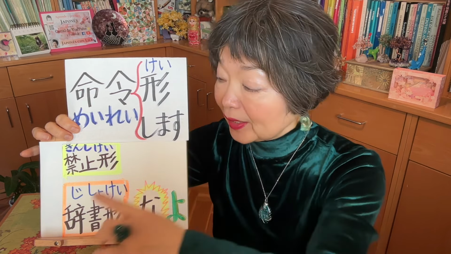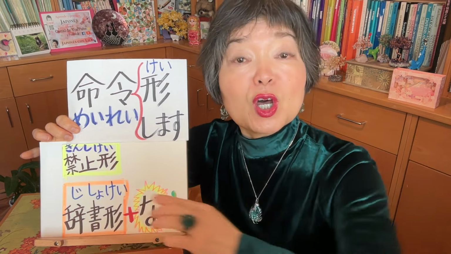In my previous videos, number 58 and 56, we learned meirei-kei, the imperative form. But today we're gonna learn the negative imperative. We say kinshi-kei. Kinshi means prohibition. The grammar pattern of kinshi-kei is very easy, really easy.